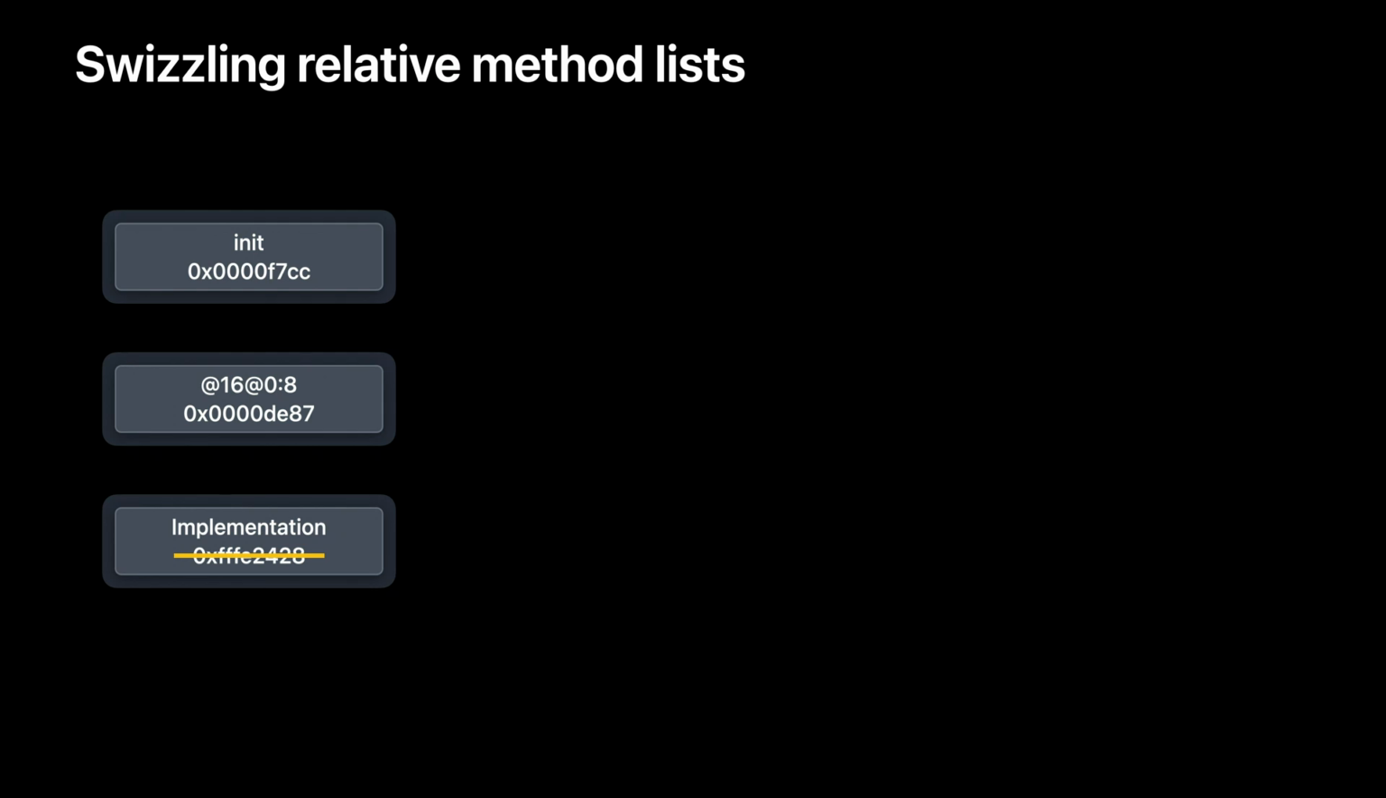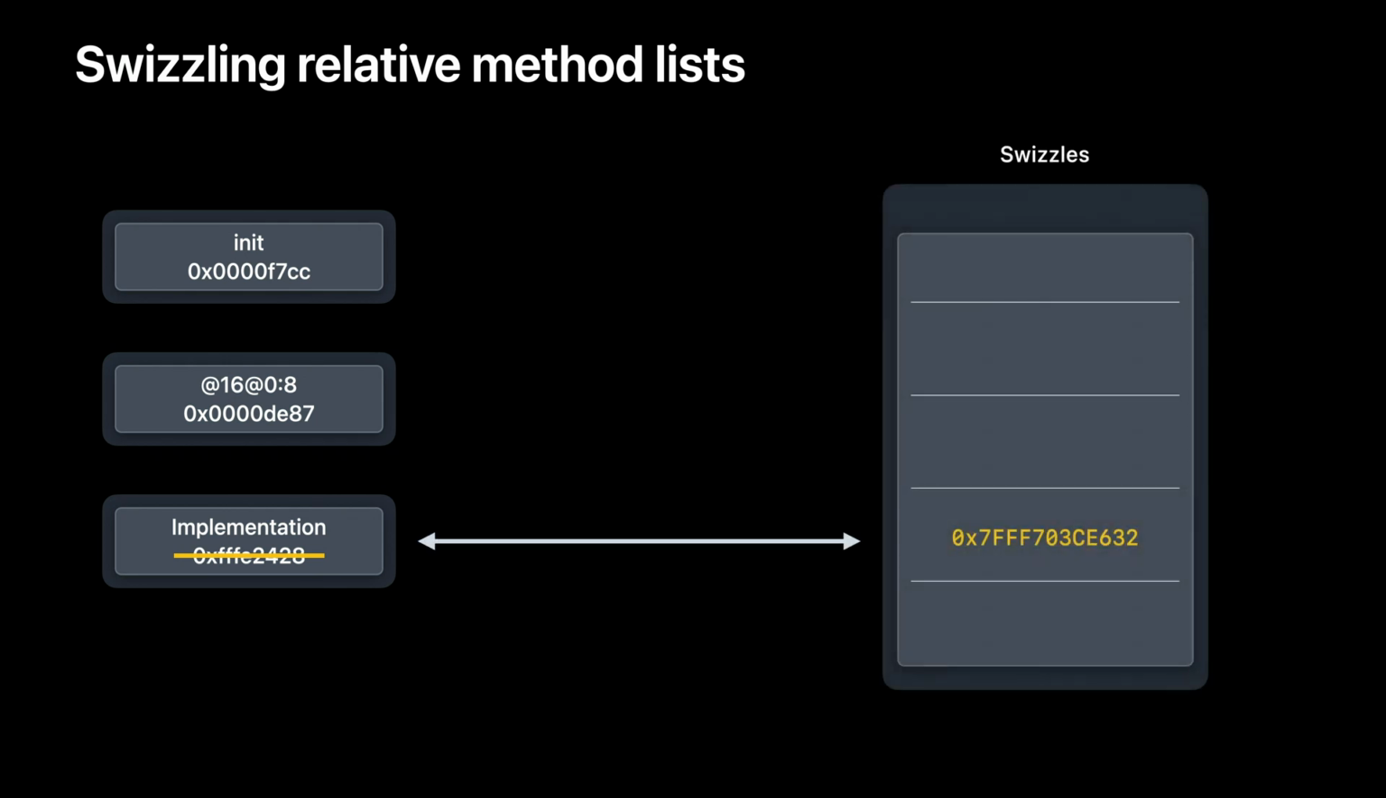But what about swizzling? The method lists in a binary can't now refer to the full address space. But if you swizzle a method, that can be implemented anywhere. And besides, we just said that we want to keep these method lists read-only. To handle this, we also have a global table, mapping methods to their swizzled implementations. Swizzling is rare. The vast majority of methods never actually get swizzled, so this table doesn't end up getting very big. Even better, the table is compact.